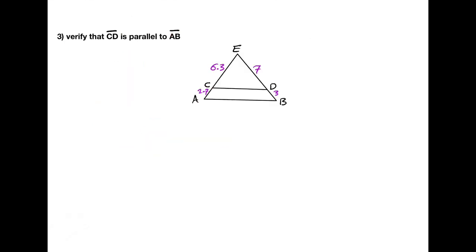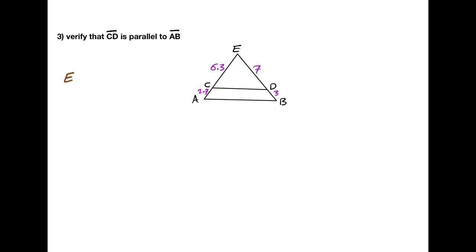Question number 3 says verify that CD is parallel to AB. Okay, so this question is sort of the converse of proportionality. Here we don't know whether this line is parallel to this one or not. We're going to verify this. So if you remember, the converse of proportionality says if EC divided by CA equals AD divided by DB, then CD is parallel to AB. So let's write these ratios and see if they are equal or not.